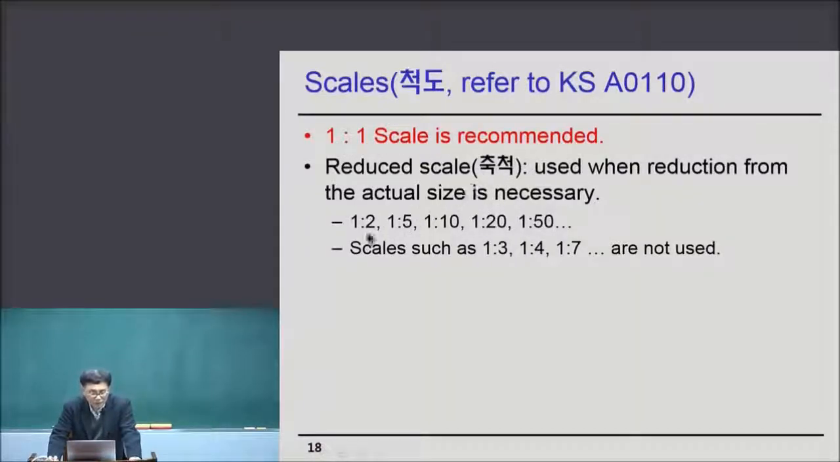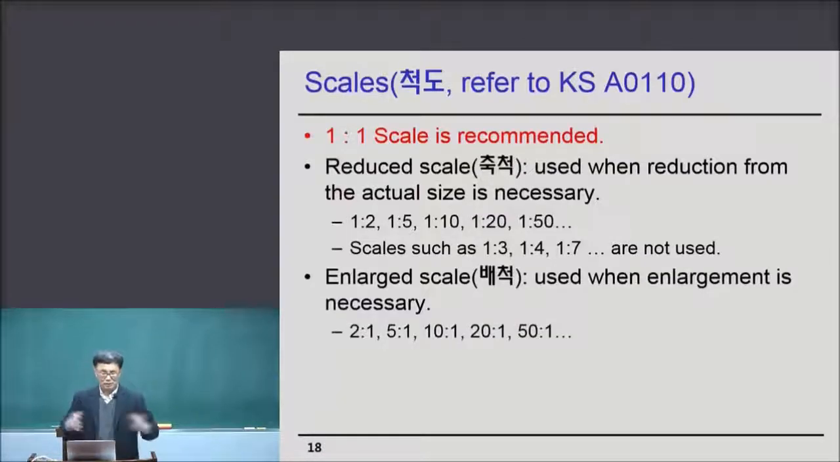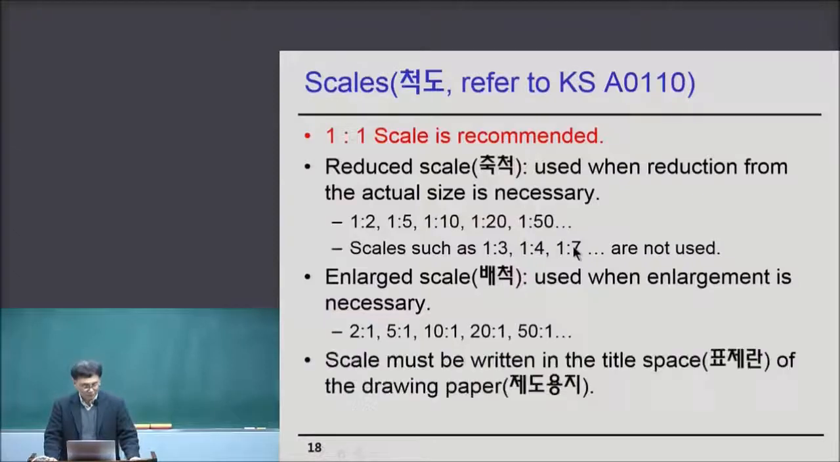Of course, one-to-one scale is recommended, but in reduced scale you use 1 to 2, 1 to 5, 1 to 10, 1 to 20, 1 to 50. So reduce it to half, or 20%, 10%. You are not using 1 to 3, 1 to 4, or 1 to 7. Those scales are not used. You can also use enlarged scale. When you are designing a small part, you can express the shape at a large size. Then 2, 5, 10, 20, 50 times scales are used. You are not using 3 times, 4 times, or 7 times. Those scales are not recommended.